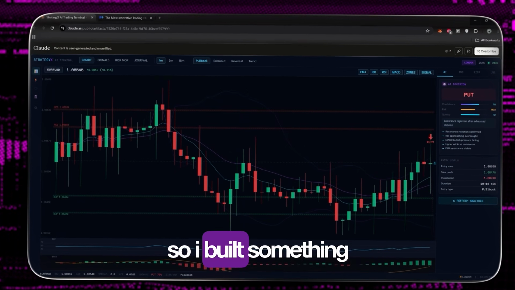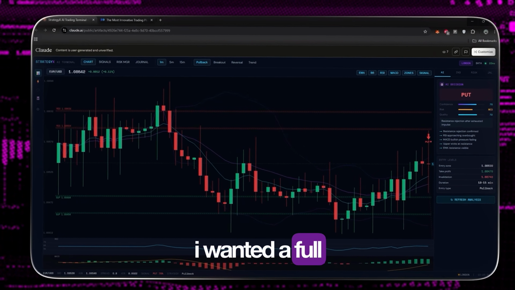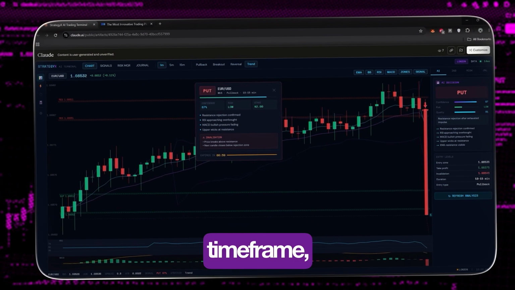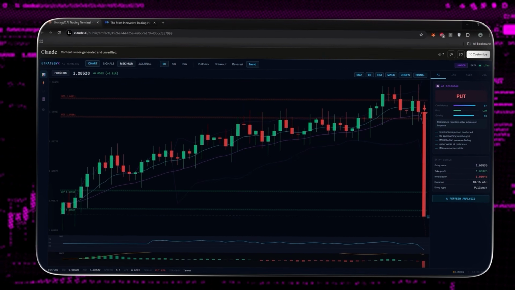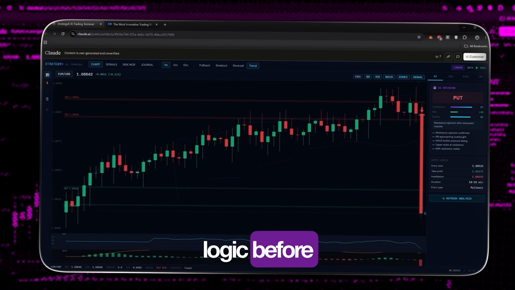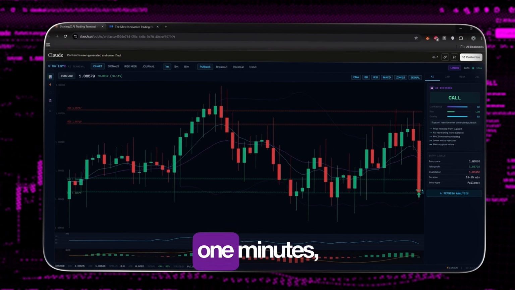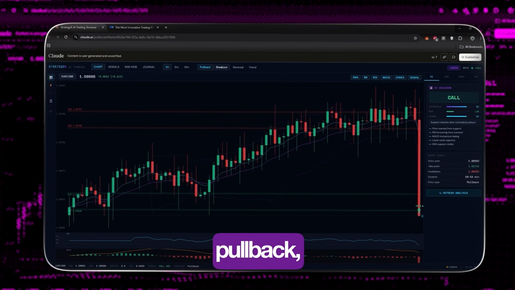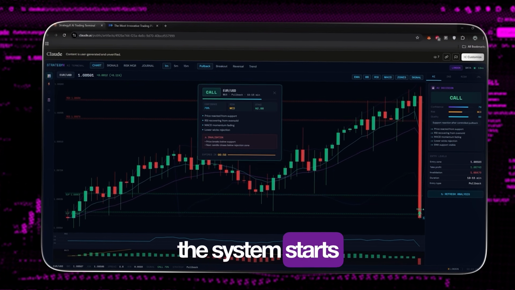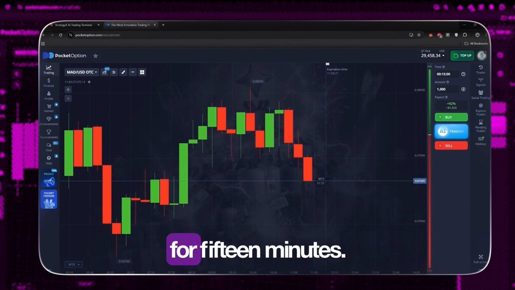So I built something different, not just a signal machine. I wanted a full trading cockpit, a window where you can choose the pair, time frame, strategies, stake, indicators, risk mode, and see the full logic before entering a trade. Here I can select United States dollar, 1 minute, 5 minutes, pullback, breakout, reversal, trend, and I get a signal. The system starts reading the market. We get a call position and we place it for 15 minutes.